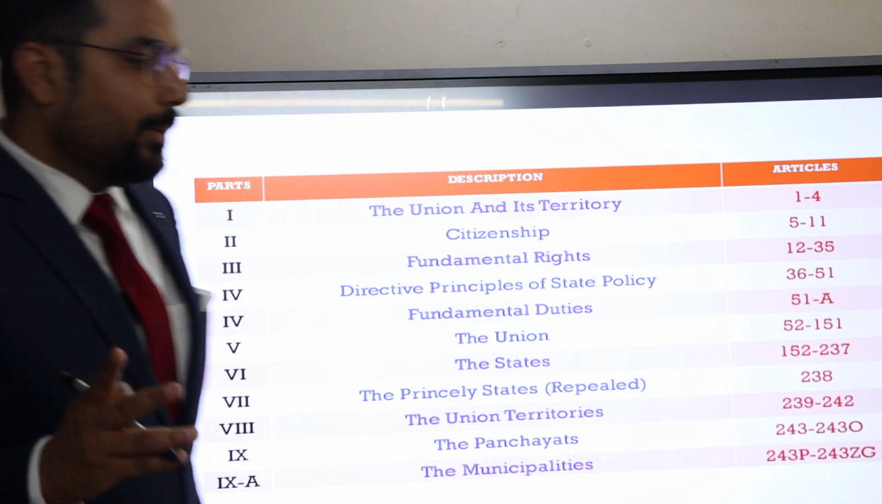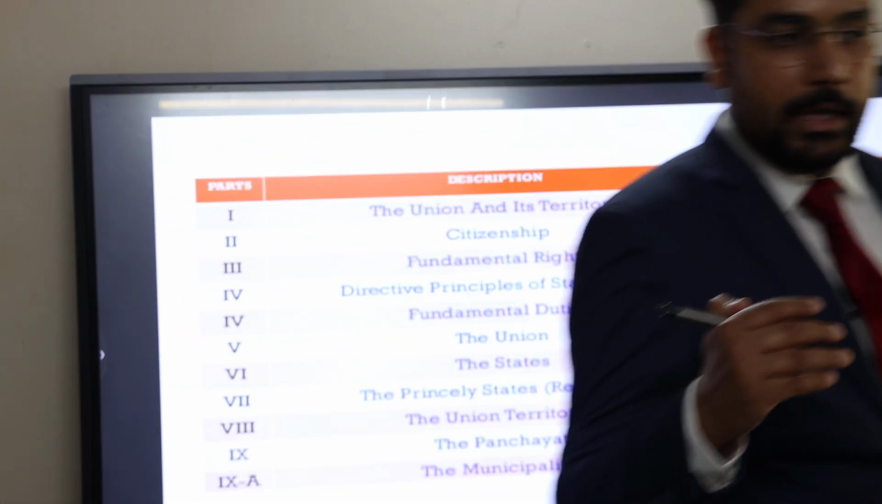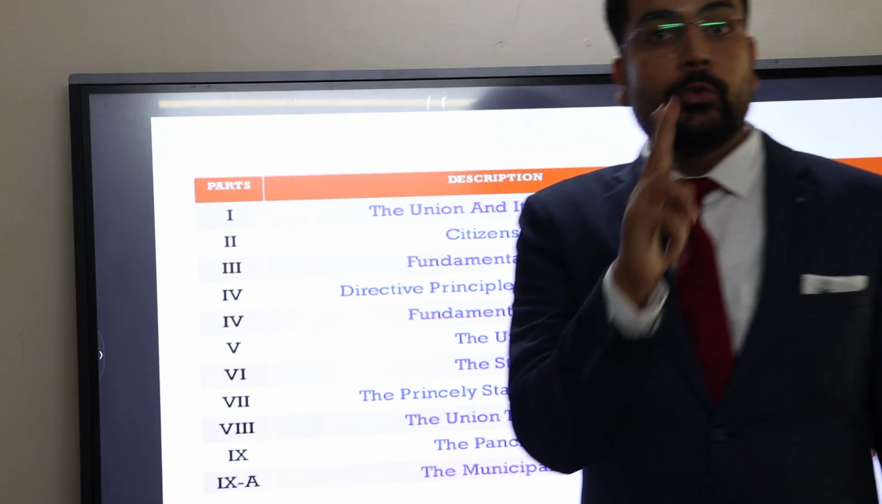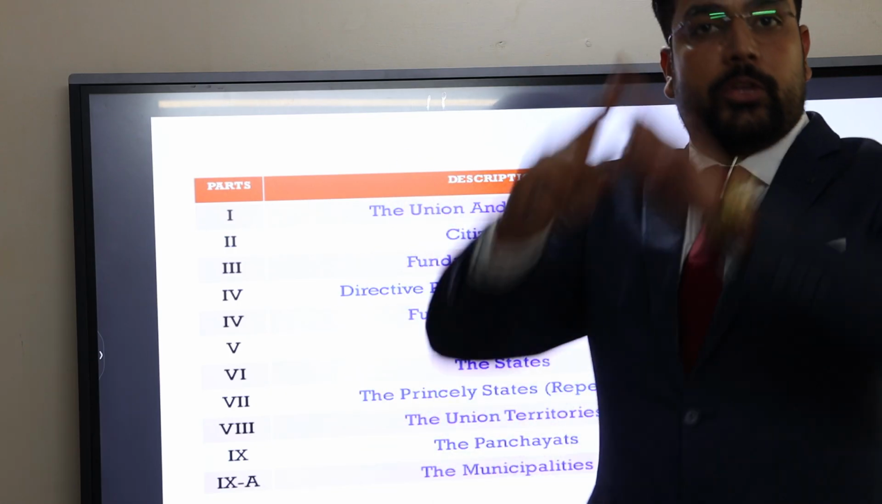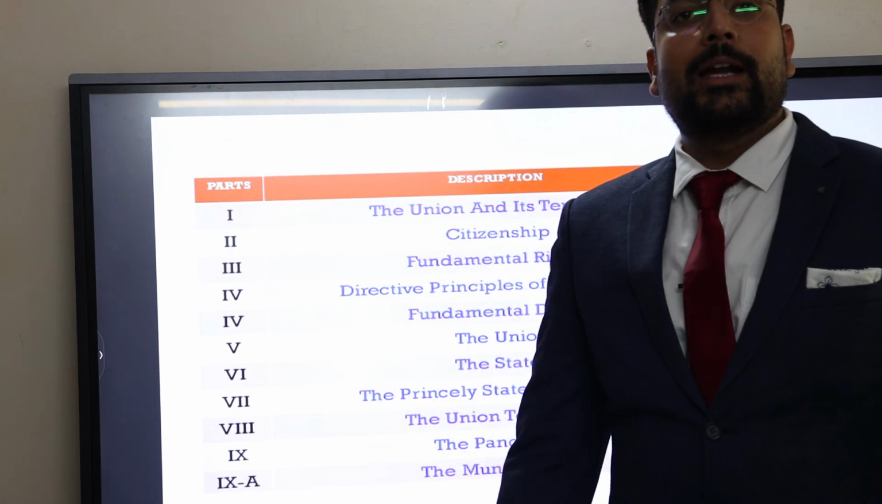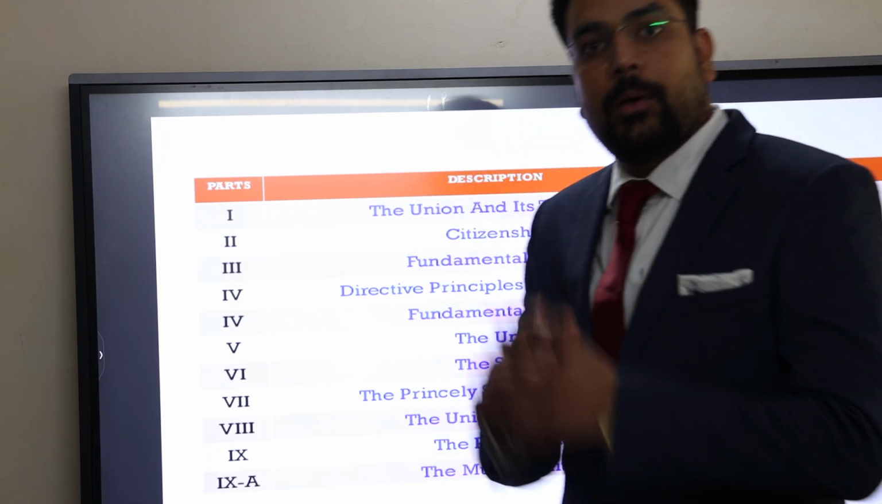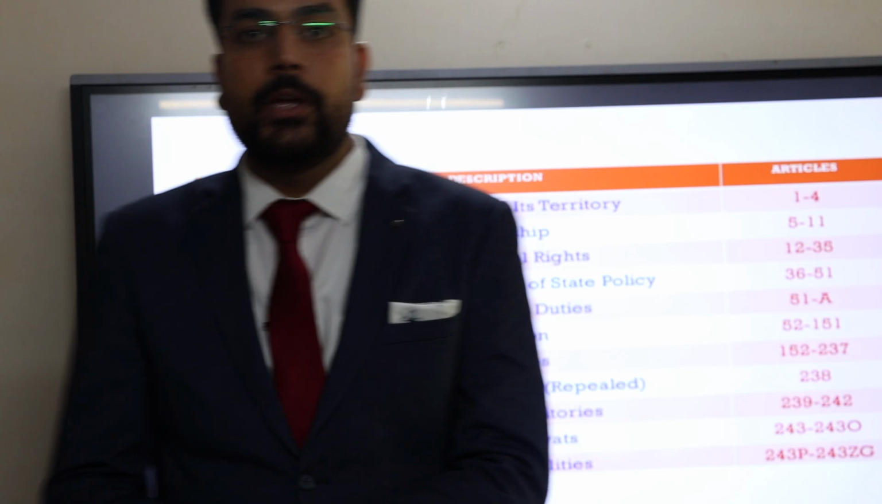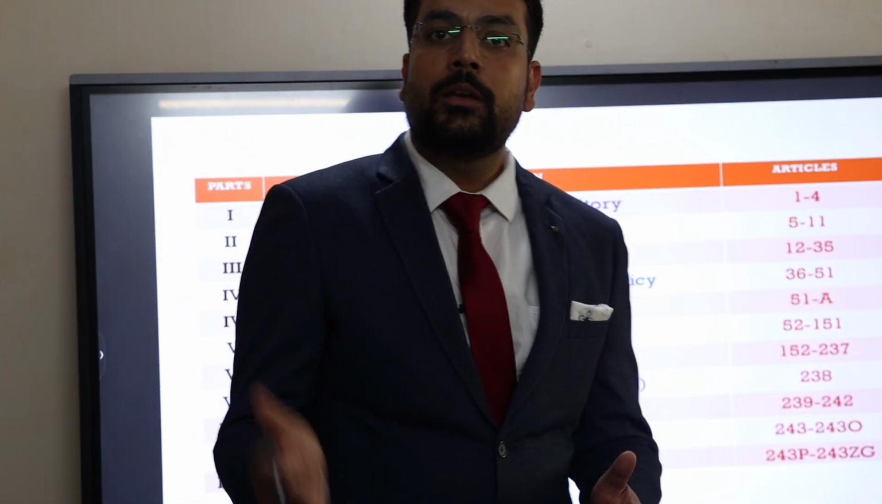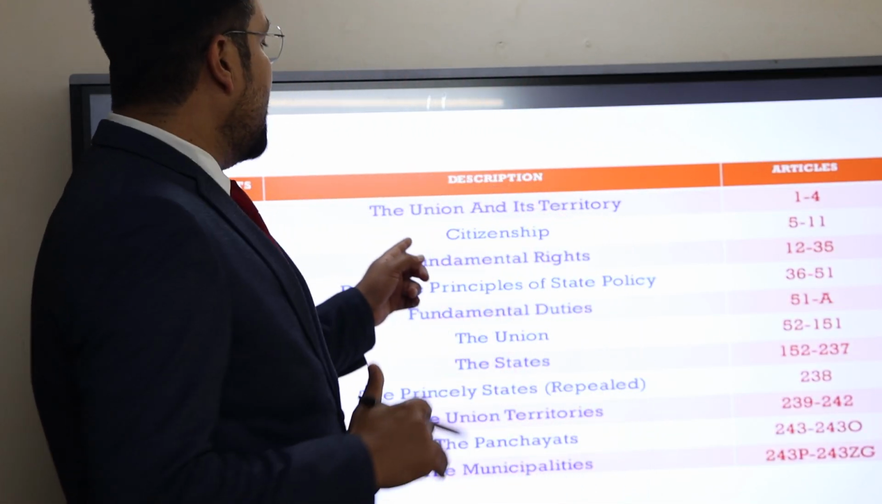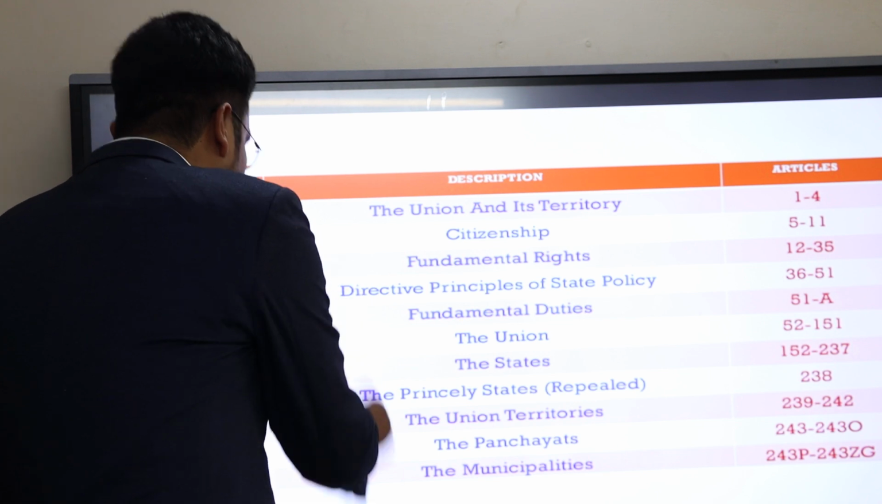So at the initial stage we have seen two chapters. Chapter 1 talks about the geographical extension of India, known as the Union and its Territory, and chapter 2 talks about the citizenship or the citizens of India, which is the population residing in India. Chapter 3 and 4, these are two chapters.